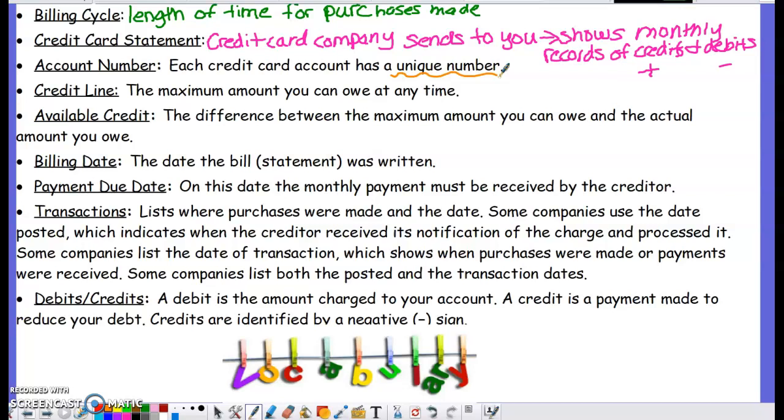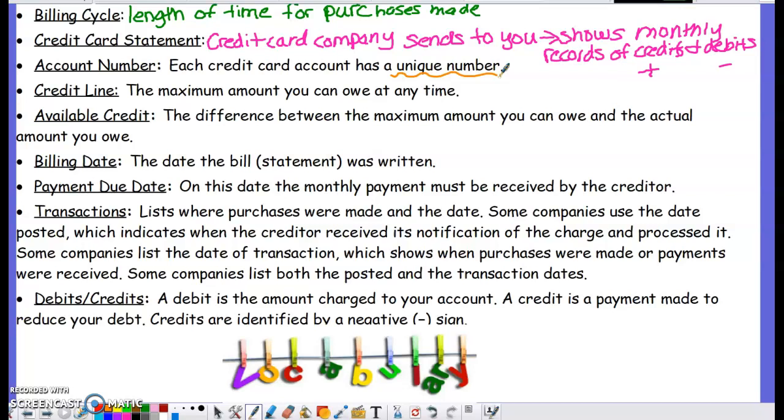The next term is available credit, which is the difference between the maximum amount you can owe and the actual amount you owe. So let's say your credit line is $1,000 and you've spent $500 already this month and put it on your credit card. That means that your available credit left would be $500. And it's just the difference between how much you can owe and how much you actually do owe. That's always going to be on your statement.